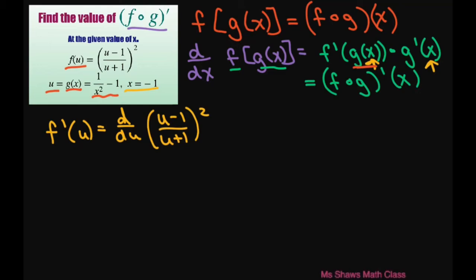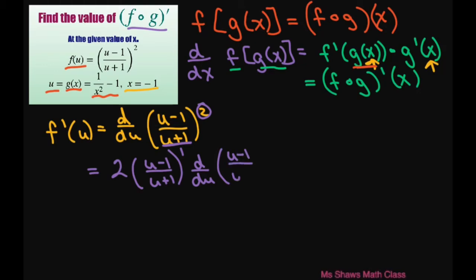We're going to use the quotient rule and the chain rule. So for the chain rule, you bring this 2 down times the inner function, and that's going to be the first power. Then we're going to differentiate with respect to u the inner function. Alright, here we're going to use the quotient rule. So now we have this equals 2 times u minus 1 divided by u plus 1.